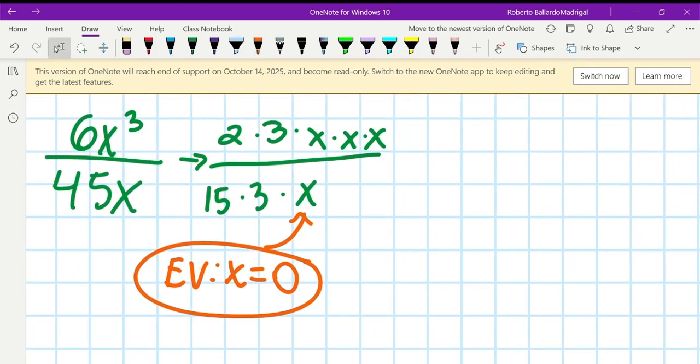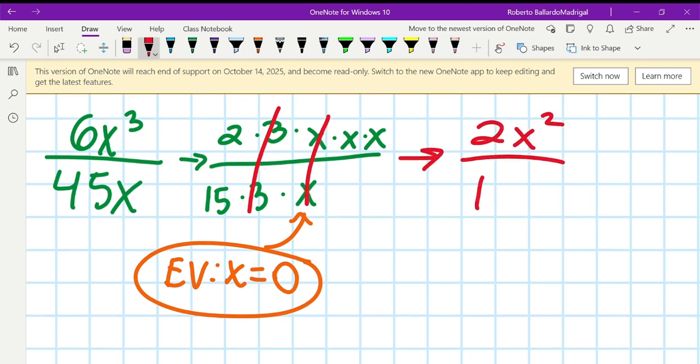All right. So the excluded value is 0, and then what can I cancel out? I can cancel out the 3's, and I can cancel out one of the x's, and put together will give me 2x squared over 15 as the final answer. Okay, 2x squared over 15. Thumbs up if you got that. Good, good. All right, awesome.